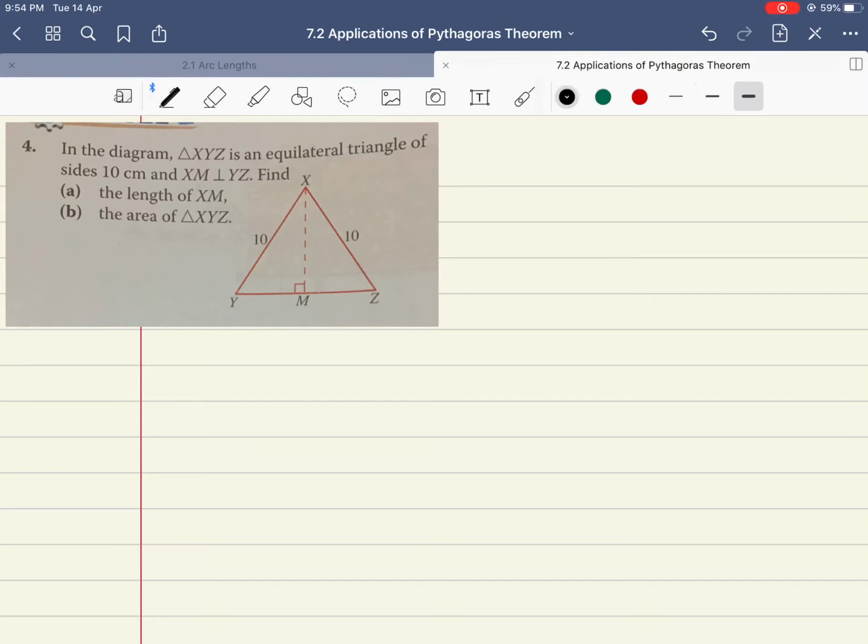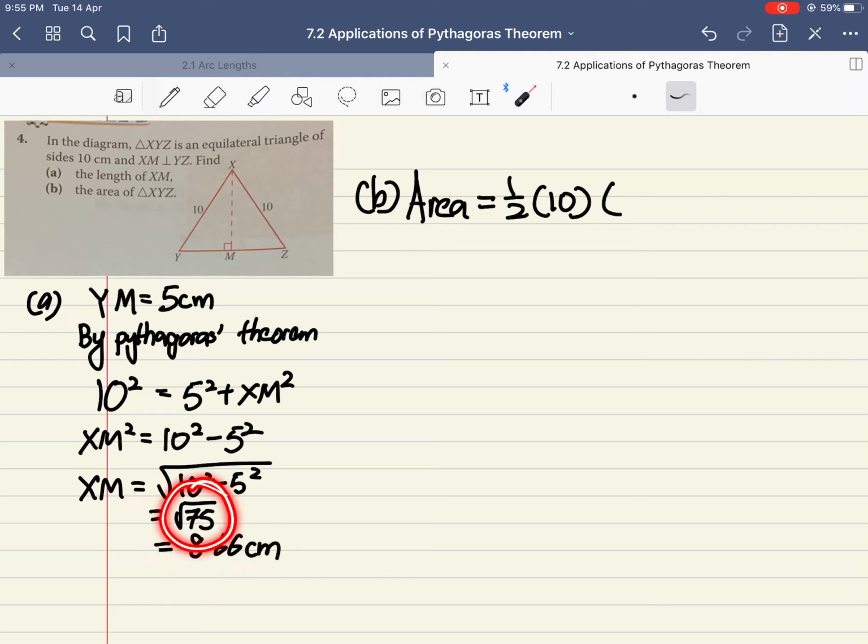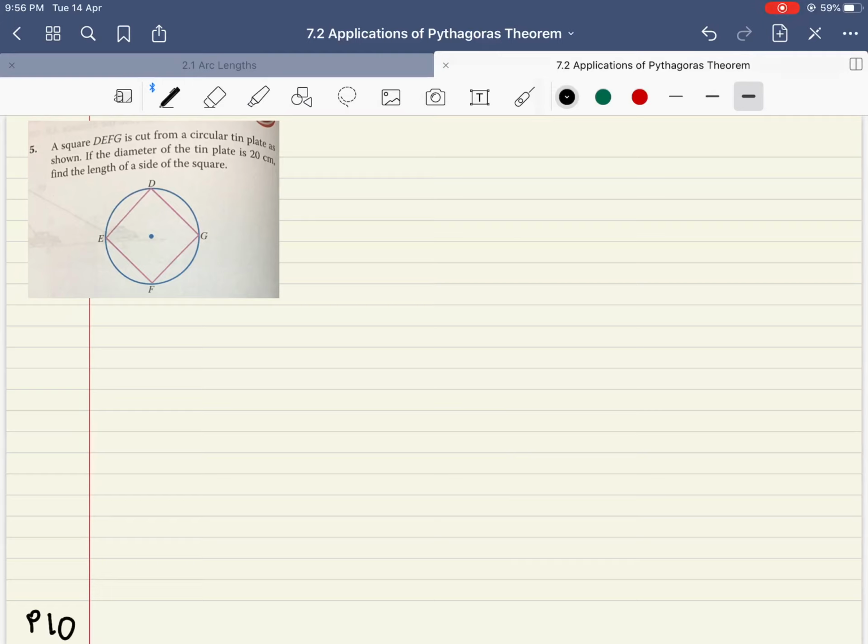So now we want to find the area of triangle XYZ. So area of triangle, if you remember from primary school, is equals to half times base times height. So half times base. The base in this case is here, so we'll use the value 10, times the height. You may be tempted to use 8.66, but I would suggest you use this form. Square root of 75 is called the surd, S-U-R-D, the surd form. It is the most accurate. So we will put it here as square root of 75. So if you compute the value, what you should get is 43.3 cm square.